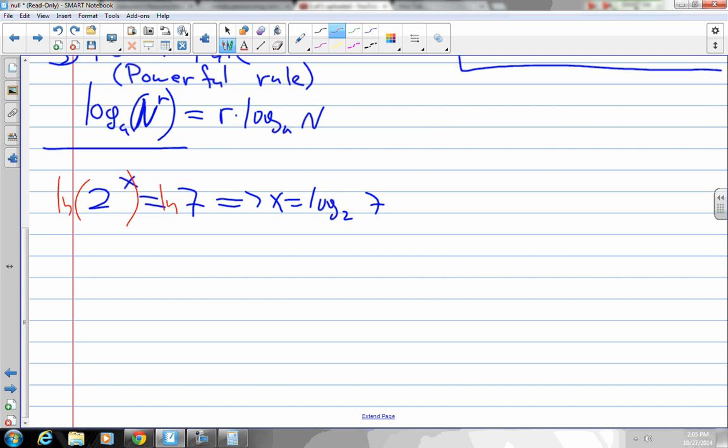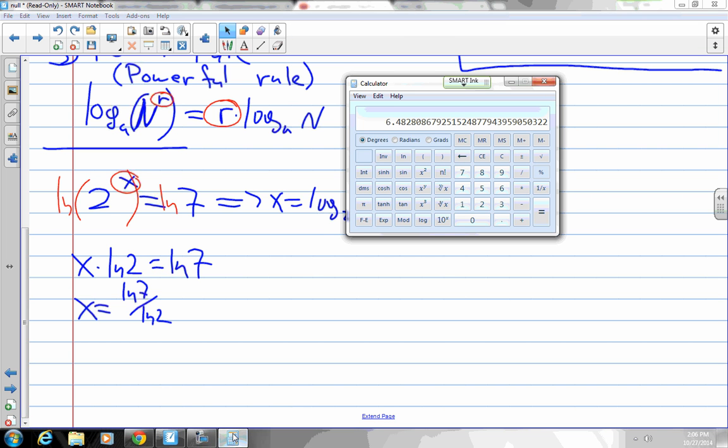Now, by the power rule, if I have the natural log of 2 to the power x, what happens with that x? What happens with that little power? Where can I put it? Yeah, it just folds down. It turns into x times natural log of 2 equals natural log of 7. That's a linear equation, isn't it? So x equals natural log of 7 over natural log of 2. I can plug it in my calculator, and I will finally know to what power I need to raise 2 to get 7.